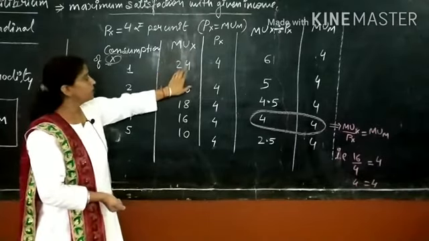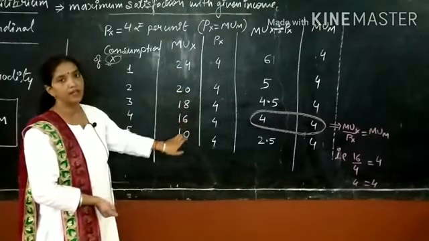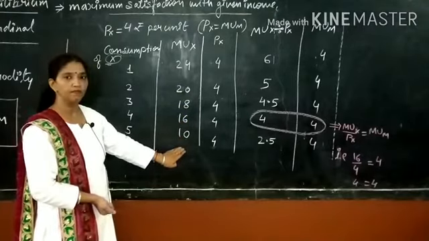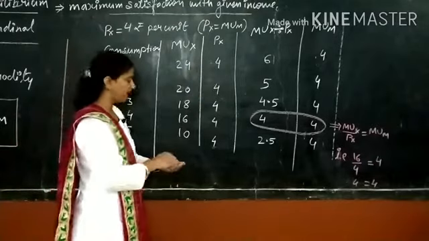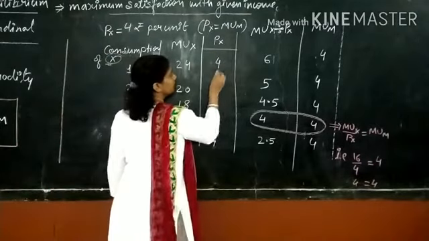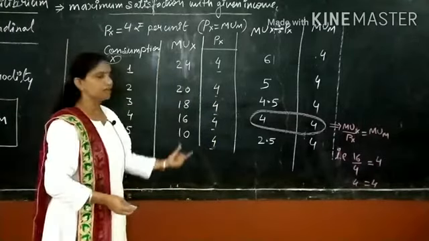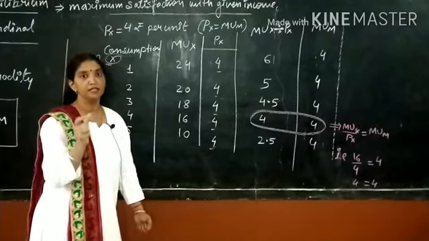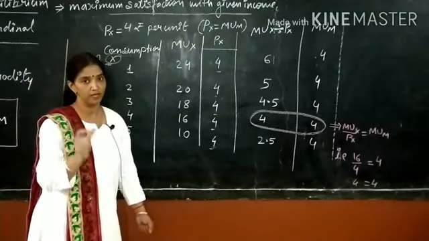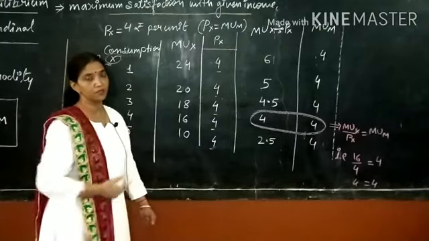MUX is 24, 20, 18, 16 and 10. I assumed all these numbers. And the price of X, I assumed that the price is rupees 4, 4, 4, 4, 4 for all the consumption, because of the assumption we have taken, the price should be constant. The price should remain the same throughout the consumption process.